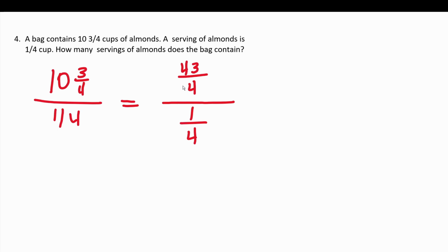So to divide fractions, you follow the algorithm keep, change, flip. K stands for keep, and that says keep this top fraction the same. So we're going to keep 43 over 4 the same. C, which stands for change, refers to this division bar here. We're going to change that from division to multiplication. And flip refers to this fraction in the denominator here. Instead of being 1 over 4, it's going to be 4 over 1.